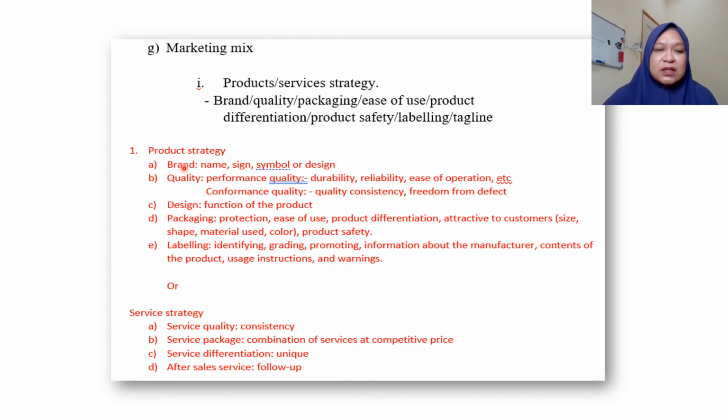Okay, for the product strategy, you can comment in terms of the brand. You need to comment in terms of the brand. So in terms of brand, you can comment in terms of the name of your product, the sign, the symbol, the design of the product. Okay, in terms of the quality performance, the quality is durable, reliable, easy to use. Okay, in terms of the conformance quality, the quality is consistent. What do you mean by consistent? Maybe you use the same material, the same employee.